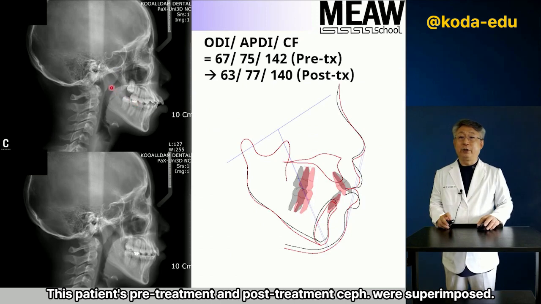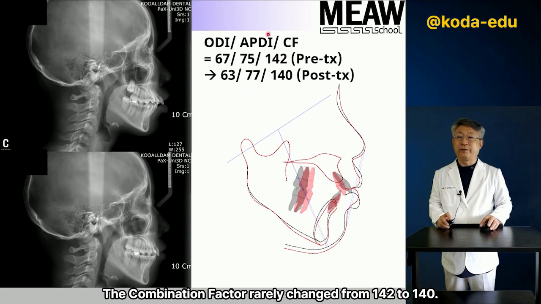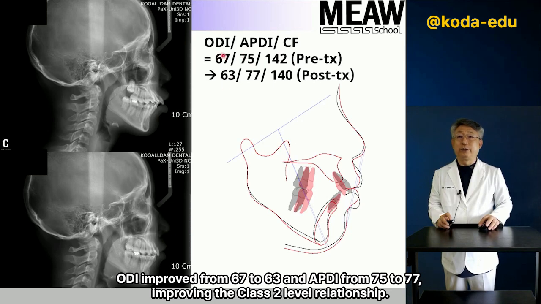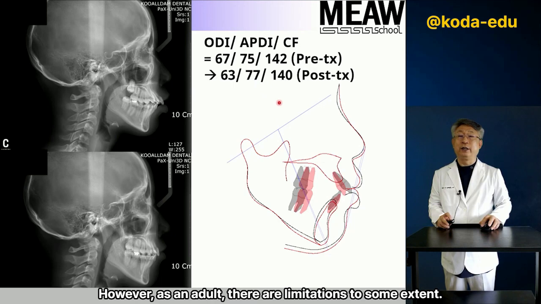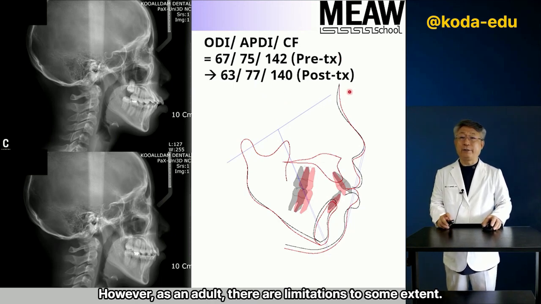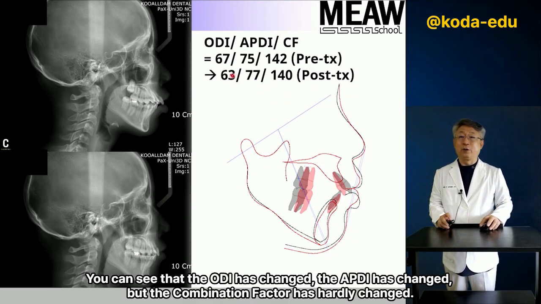This patient's pre-treatment and post-treatment CF were superimposed. The combination factor rarely changed, from 142 to 140. ODI improved from 67 to 63 and APDI from 75 to 77, improving the class 2 relationship. However, as an adult, there are limitations to some extent. You can see that the ODI has changed, the APDI has changed, but the combination factor has hardly changed.